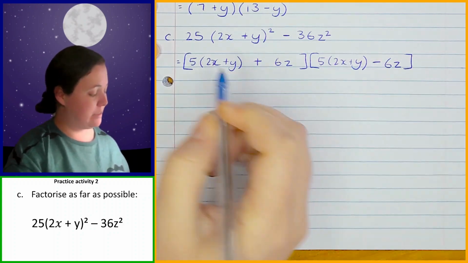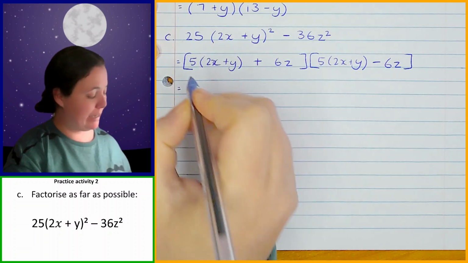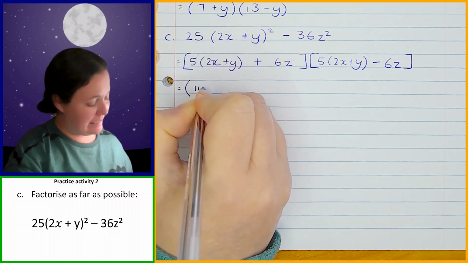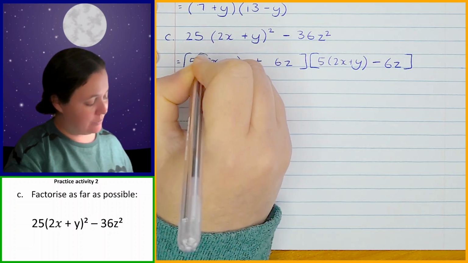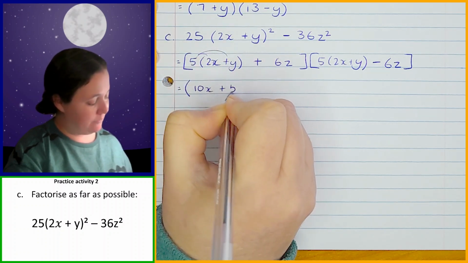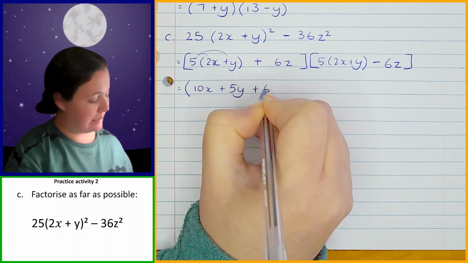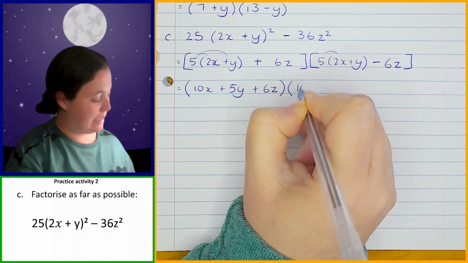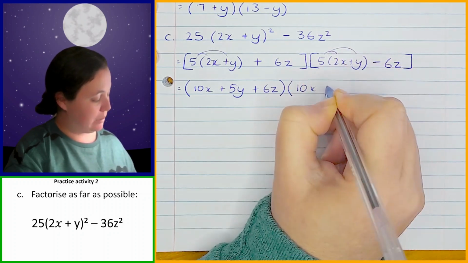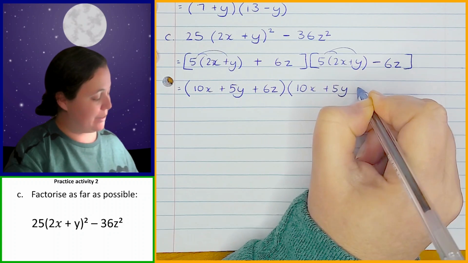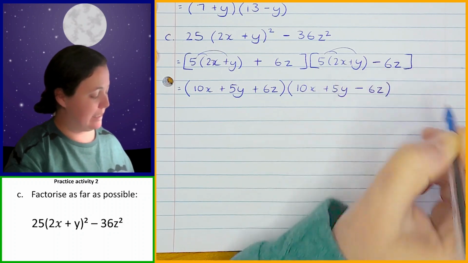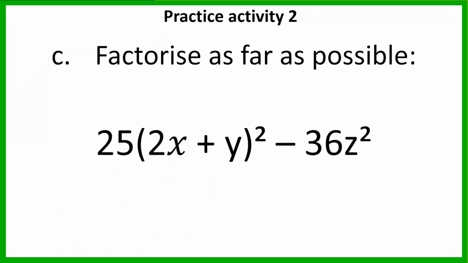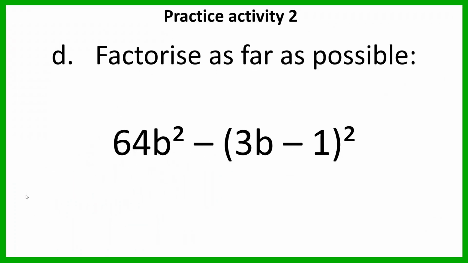Now I can multiply out my brackets inside the brackets here. So that's going to give me 5 times 2x is 10x, and then 5 times y is plus 5y, and then I've got plus 6z. Then over here I've got 5 times 2x as well, that's 10x, 5 times y is plus 5y, and then minus 6z. So that's what we should have got for question C. Now we're going on to question D. I'm going to give you 1 minute for this one as well.